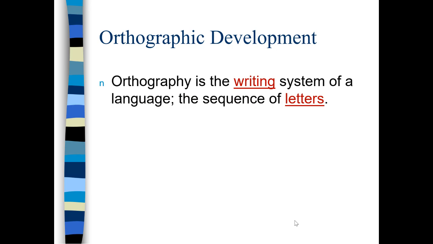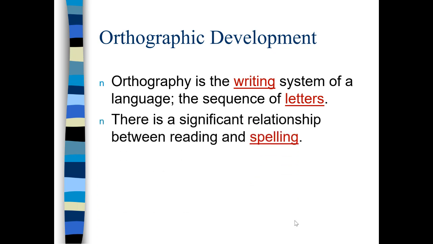And here is our word. Orthography is the writing system of a language. In our case, we have the alphabet, which are 26 letters. Some are considered vowels and some are consonants. So our orthography is our alphabet or the writing system of language. There is a significant relationship between being able to read well and knowing how to spell the words.